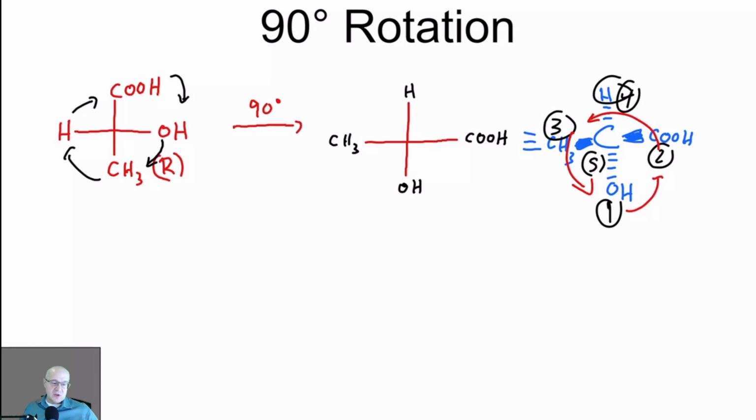So what you've accomplished by rotating a Fischer projection 90 degrees is you've accomplished drawing the enantiomer. So by rotating it 90 degrees, you've actually changed the molecule. You've changed the absolute configuration, or the R and the S. So you cannot rotate Fischers 90. You can only rotate them 180.